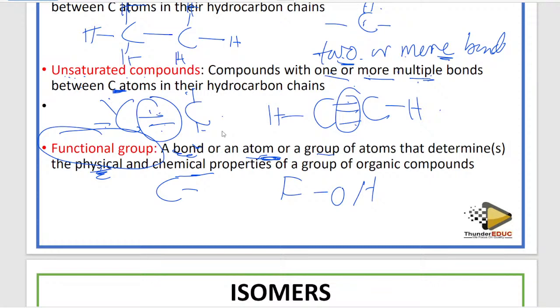So these molecules have a specific way they behave, and that group of atoms, it could be an atom, it could be a bond, it could be something else, is the one which makes them behave the way they behave. We call it a functional group.